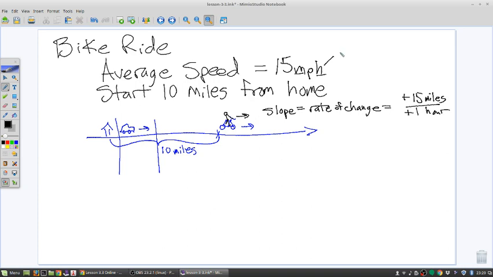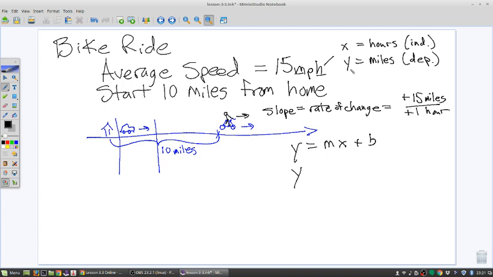The hours just go by, so that's going to be my x, my independent variable. And then the y is going to be my miles, and that depends on the time that I check on what's going on. My starting point is that 10 miles from home. So as far as y equals mx plus b goes, y is changing, right? That's my distance. That depends on my time I look, x, and 15 is my slope. Plus, I started 10 miles from home.